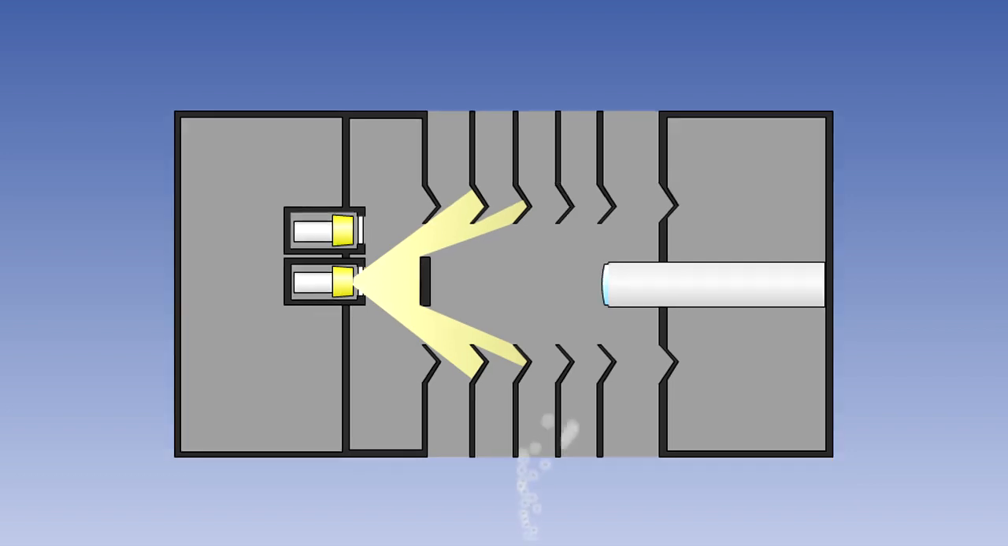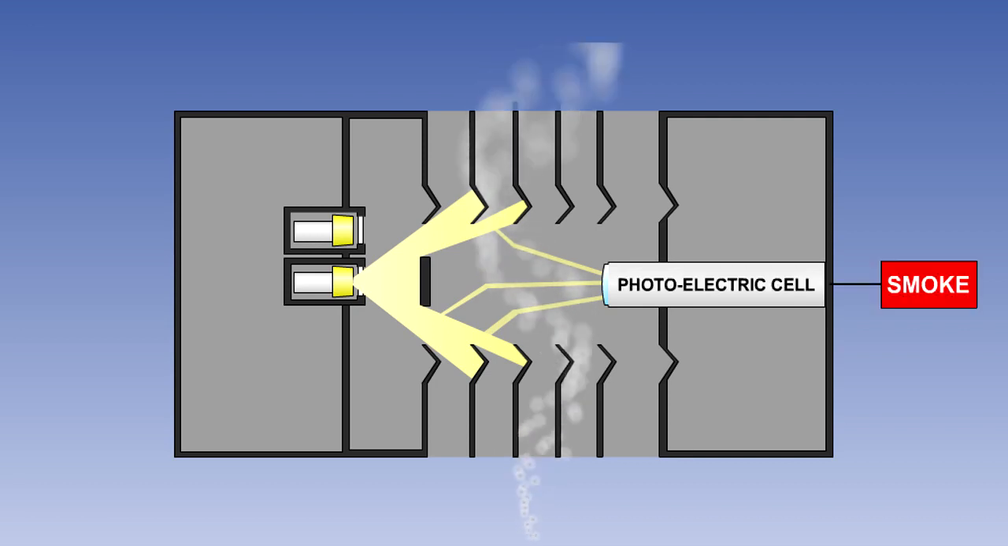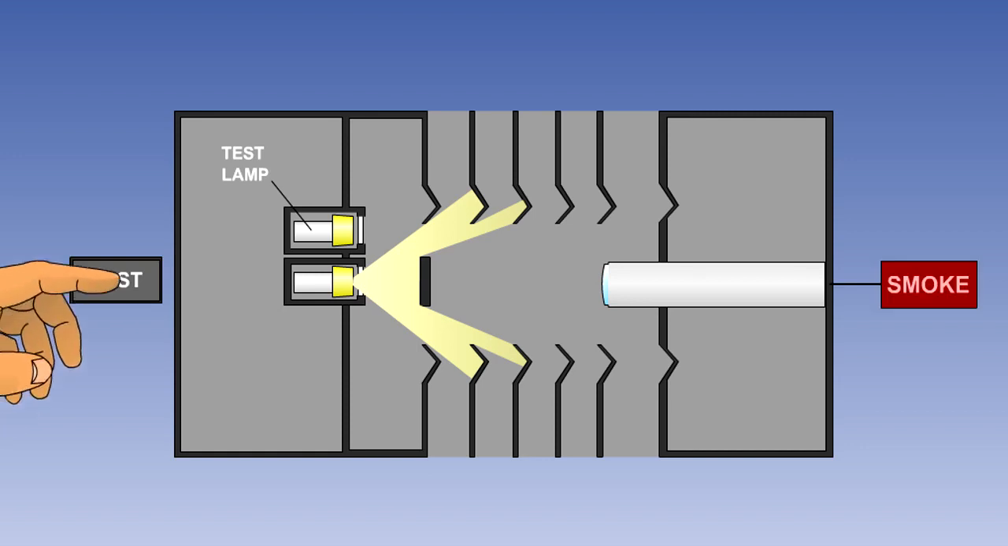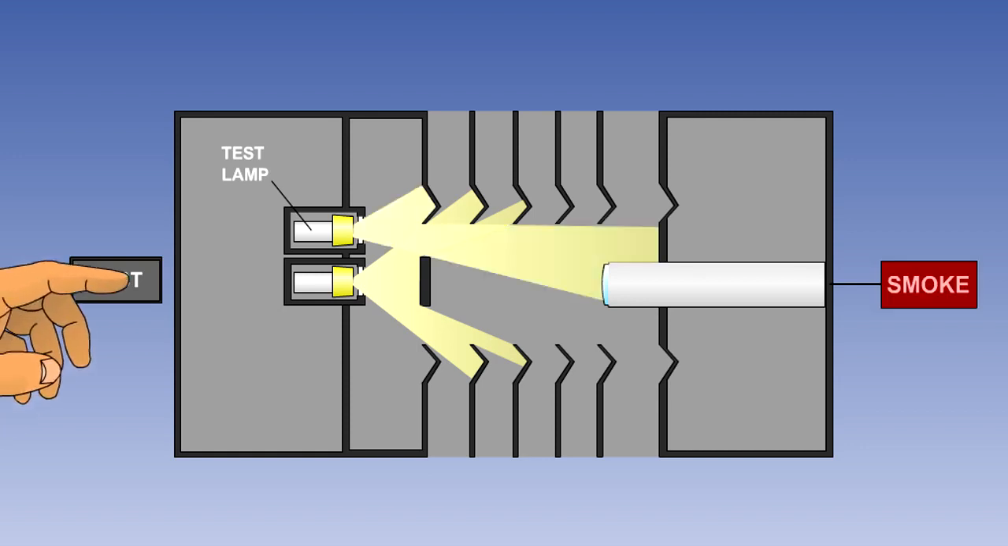If smoke enters the unit, it will scatter the light. This will cause some light to be seen by the photoelectric cell. The cell will now produce an output which will trigger an alarm. There is a test lamp in the unit. This lamp is positioned so that when it is switched on, some of its light will be seen by the photoelectric cell, generating a smoke warning.